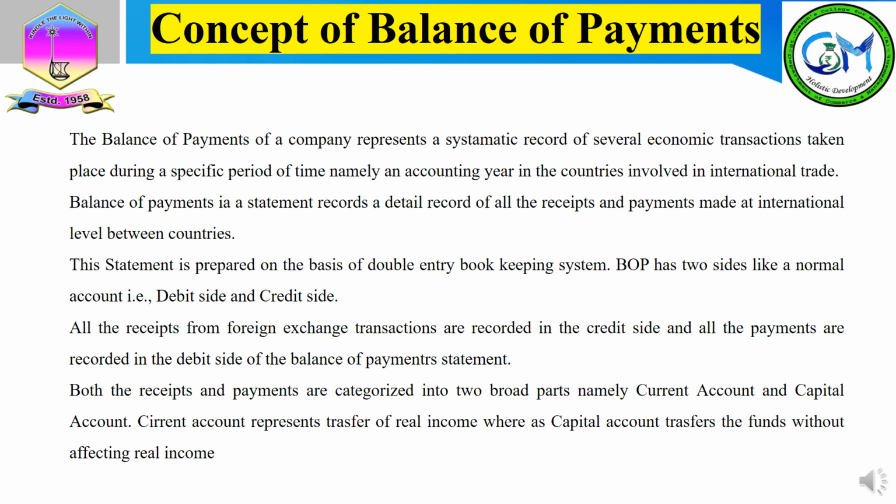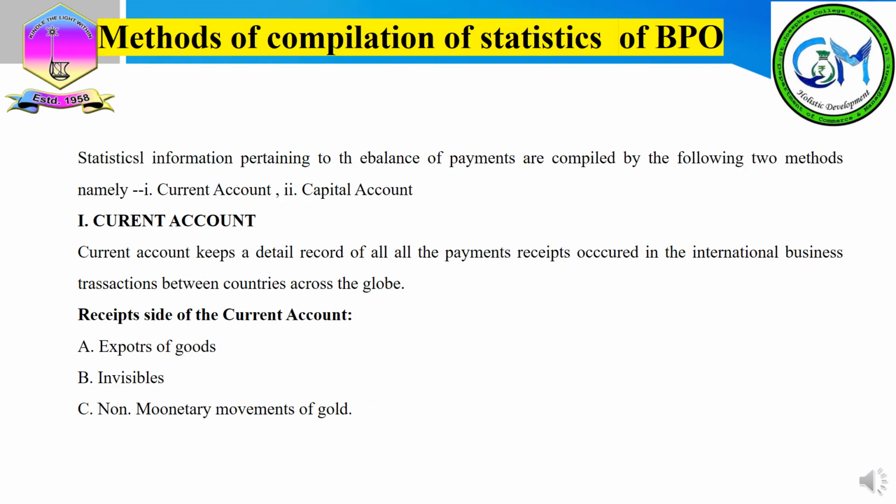So the statement will be prepared on the basis of the double entry bookkeeping system. It has two sides, like a normal account, that is the debit side and the credit side. Both the receipts and payments are categorized into two broad parts, namely the current account and the capital account. The current account represents the transfer of real income, whereas the capital account transfers funds without affecting the real income.